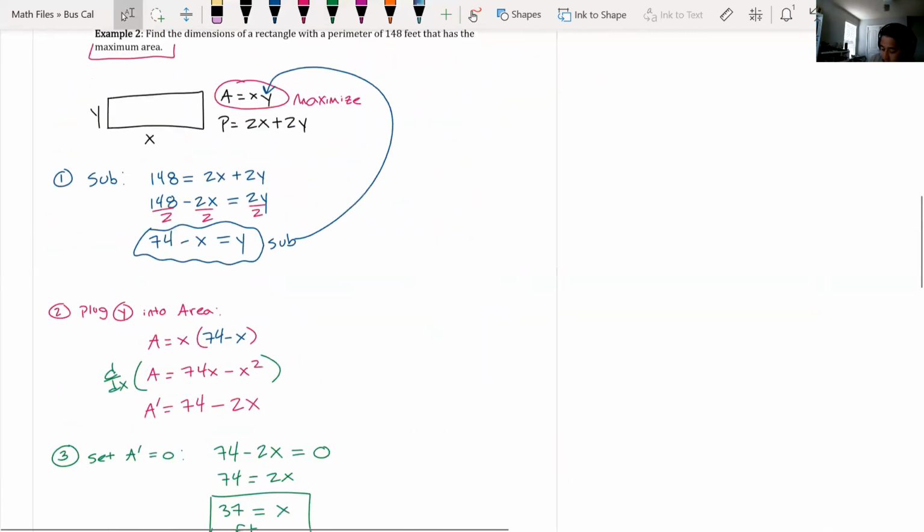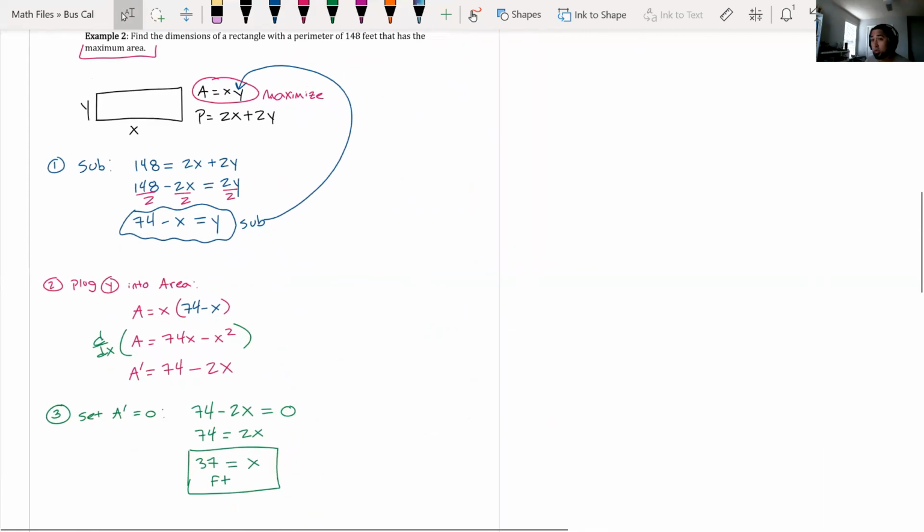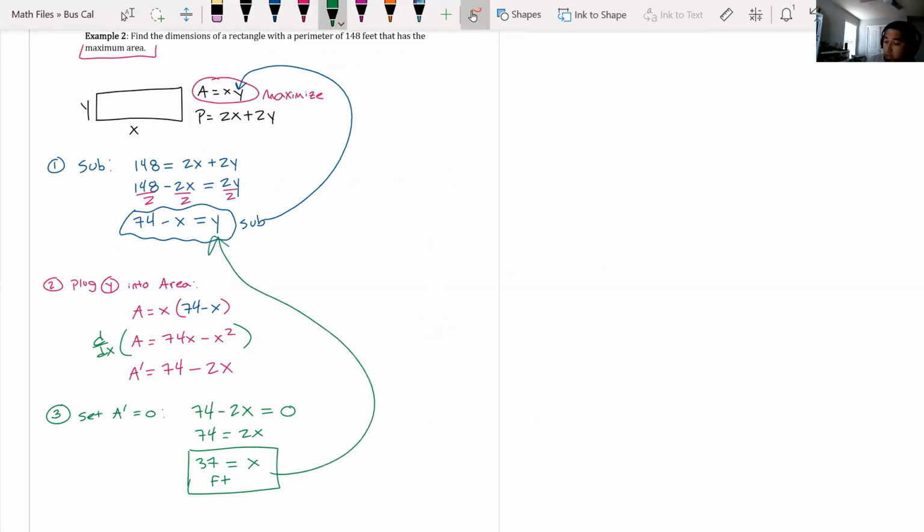Okay. So once again, this question says, find the dimensions that will maximize the area. So if x is 37 feet, we need to find y to complete our dimensions. So all we have to do is, once again, take our value of x and plug it into our substitution for x. So that's what we're going to do here.